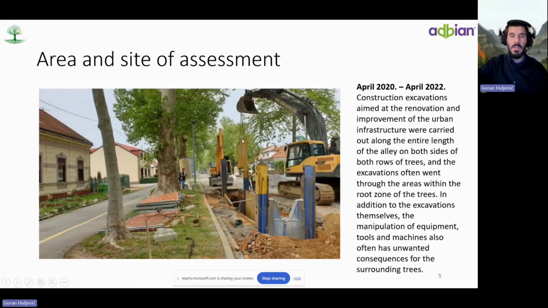From April 2020 to April 2022, there was a big construction site where these trees are situated, and there were huge excavation workings, and this has heavily damaged the root zone of the trees. Unfortunately, there was not much that could be done, because these road works were done by a state road company, and when they announced the project, there was no stopping or adjusting.